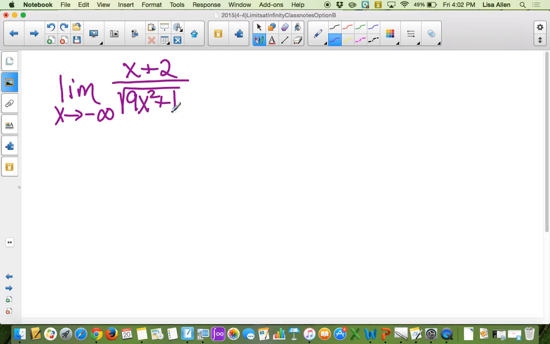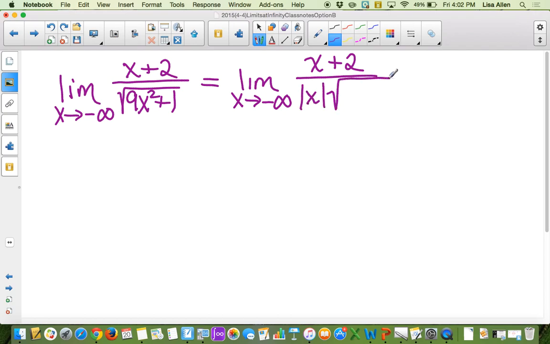But we'll use part of the results because we already know that this is equal to the limit as x approaches negative infinity of, we'll write it with the absolute value of x plus 2 over the absolute value of x times the square root of 9 plus 1 over x squared. We don't have to repeat all that algebra that we did.